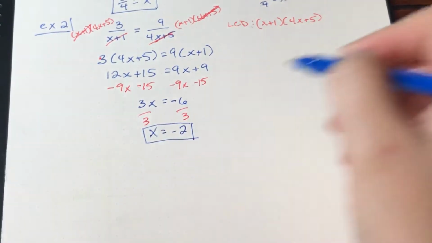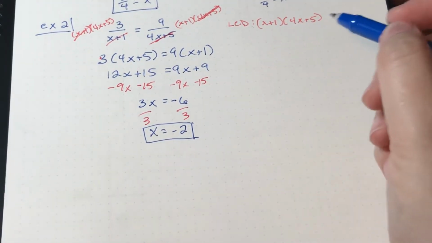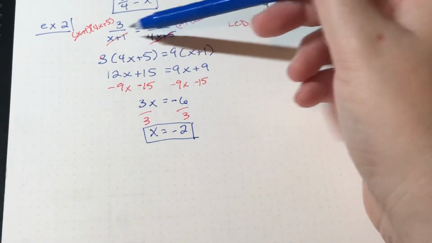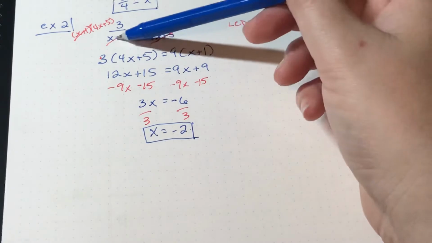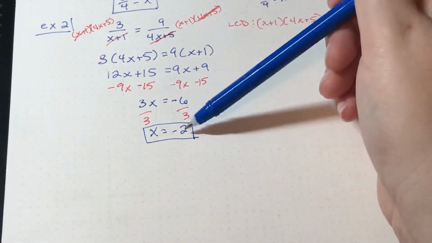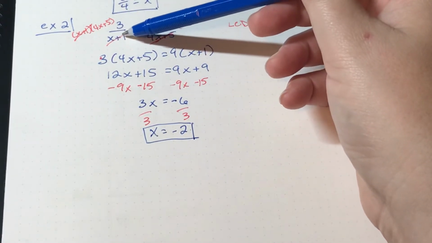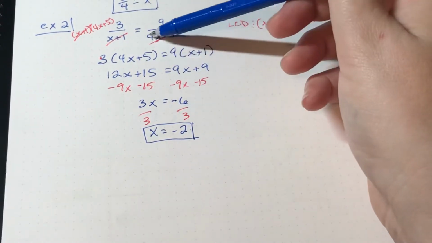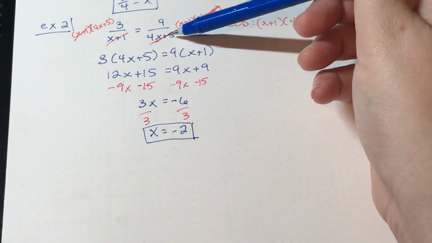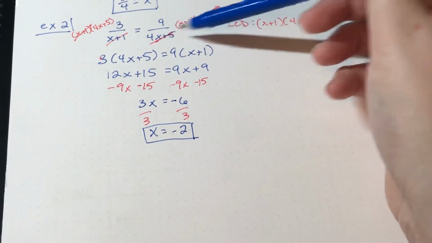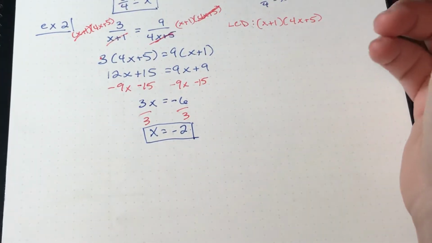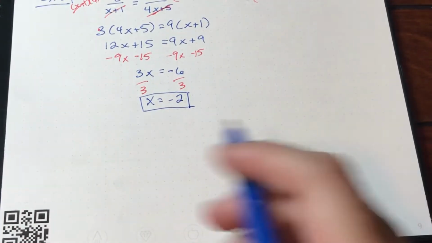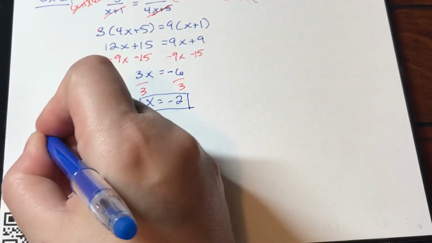Okay. The one thing I forgot to say, you always want to check your answer in both of your denominators to make sure that they're not going to make 0. So -2 plus 1 is -1, that works. And 4 times -2 is -8, plus 5 is -3, that's okay. So those are good answers, safe answers. Okay, and then example 3.